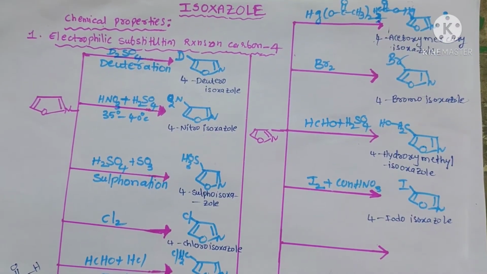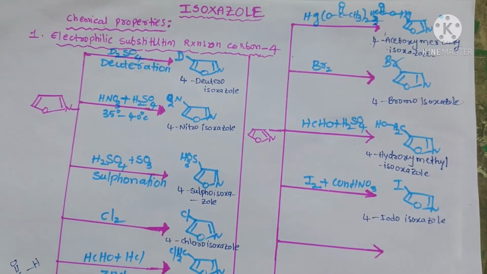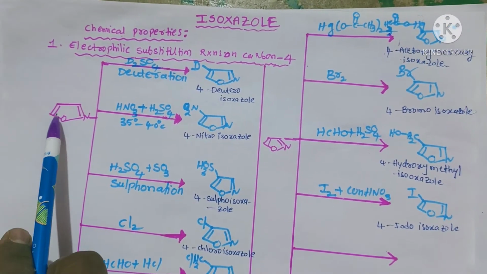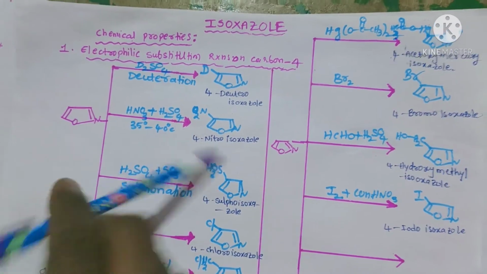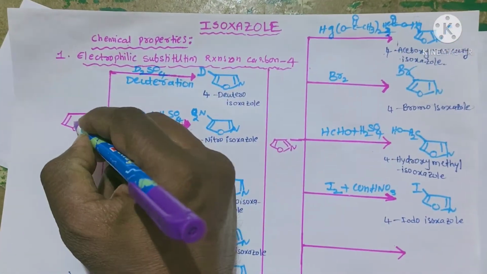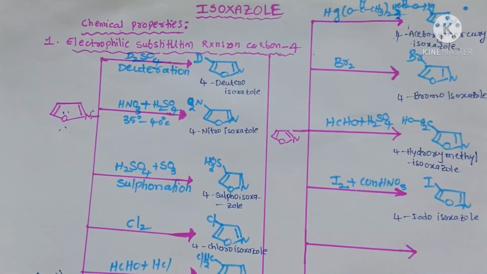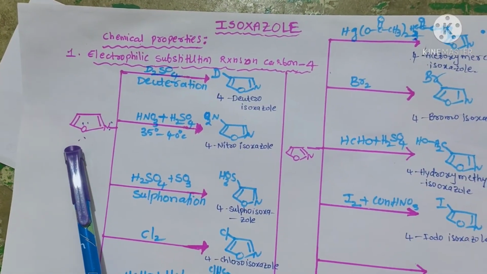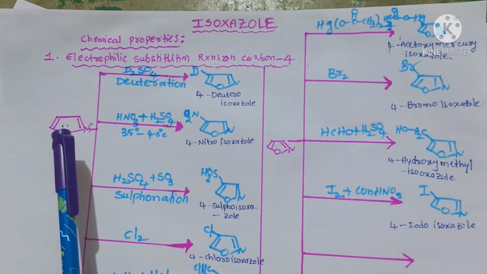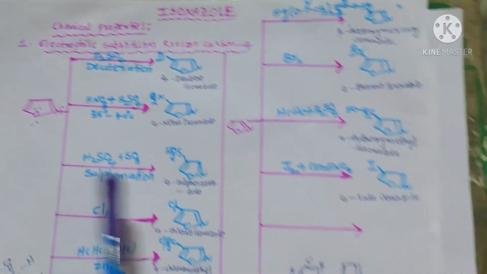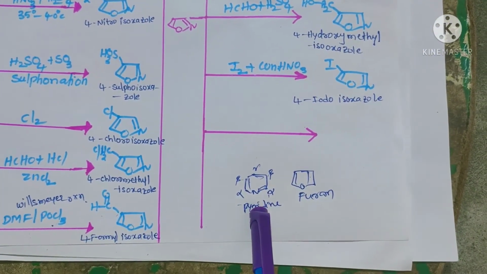Now we discuss the chemical properties of isoxazole. In isoxazole, the two pi bonds, one electron pair on the nitrogen and two electron pairs on the oxygen atom may be involved in the aromatization. As a result, it becomes an electron-rich aromatic compound. We can consider isoxazole as a hybrid of furan and pyridine. This is furan and this is pyridine.